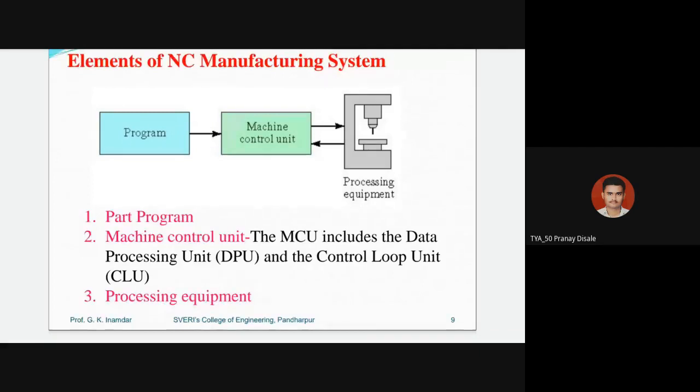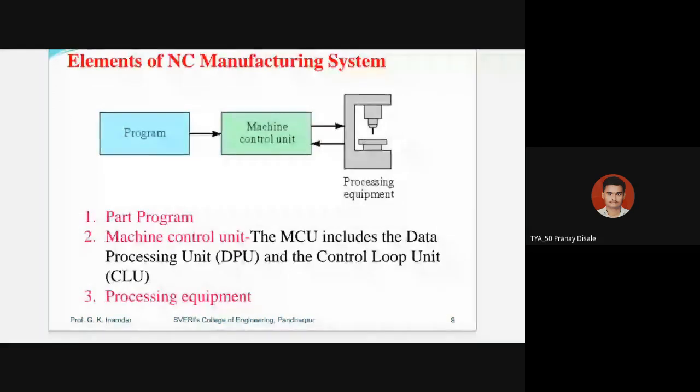The machine control unit includes the data processing unit, DPU, and the control loop unit. Whatever program we have given, the sequence of that program is controlled by the machine tool, which is nothing but a CPU only. What is the role of the CPU? To control whatever message comes from the driver or from the programmer to the machine. This is nothing but the process controller.